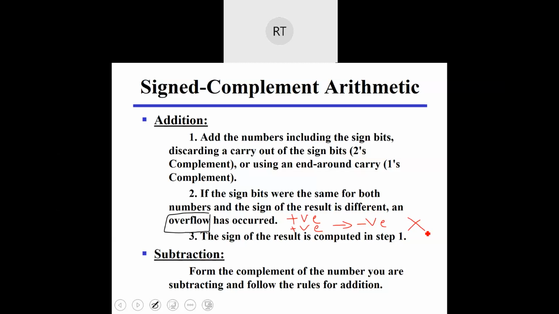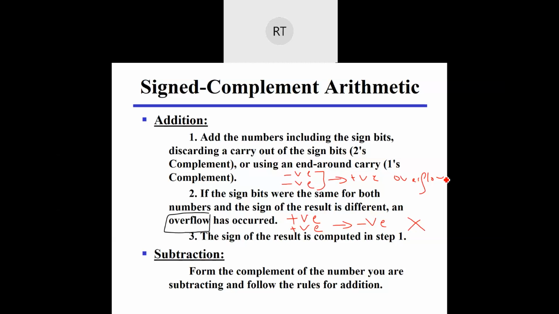How about when you have 2 negative numbers, so a negative number plus a negative number, and the result will give you a positive number? What does this mean? Overflow. Okay? So you got a wrong answer. Overflow is when adding 2 positive numbers, you get a negative number. Adding 2 negative numbers and you get a positive answer, this will give you an overflow.